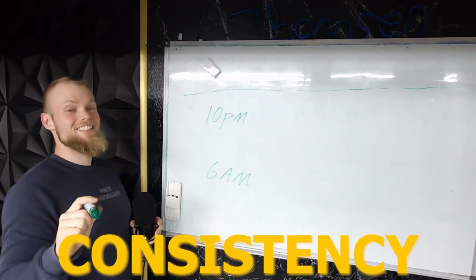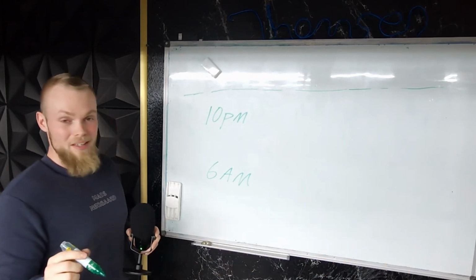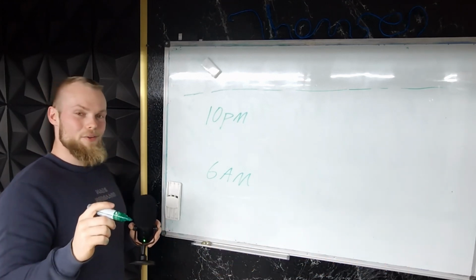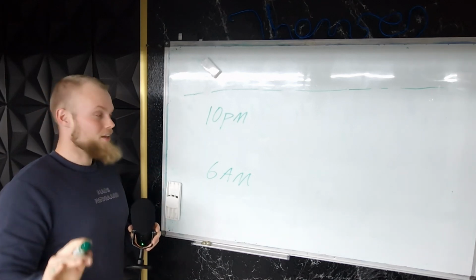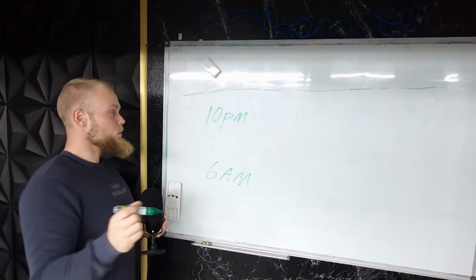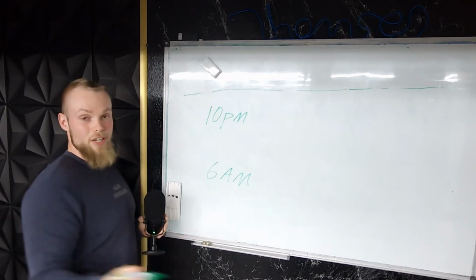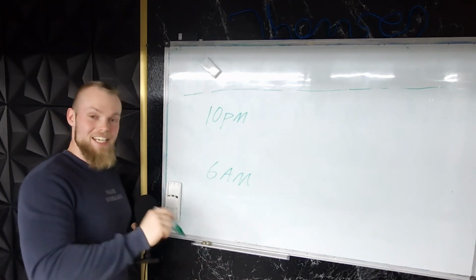Consistency. Consistency is also extremely important for great sleep hygiene. So plan out a schedule which you can do every single day, no matter if it's on weekends or on weekdays. So if you're going to bed at 10 p.m. and you're getting out of bed at 6 a.m., you want to make sure you're doing this every single day.